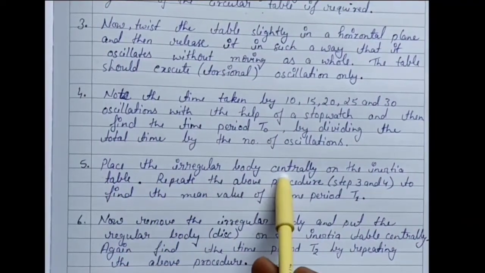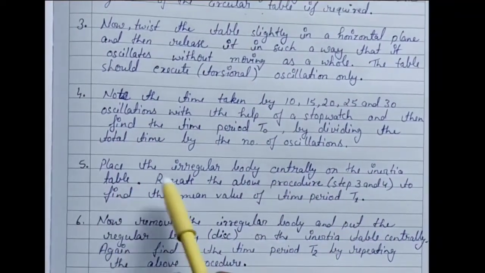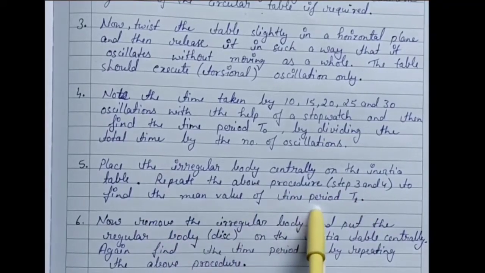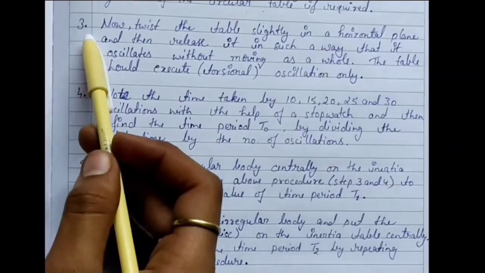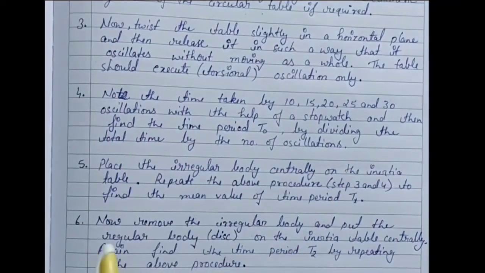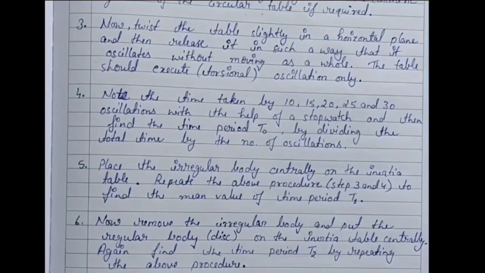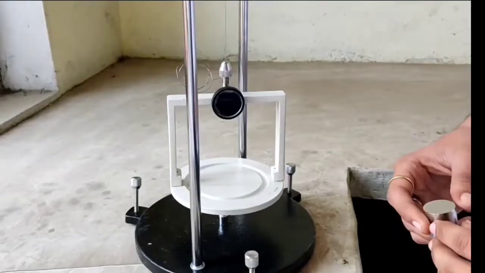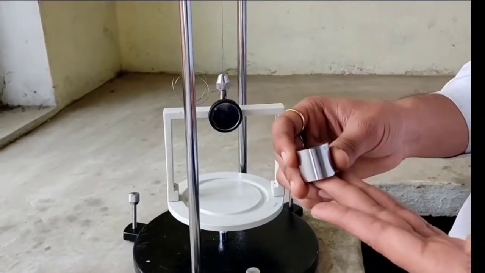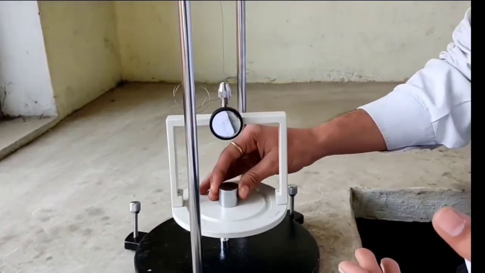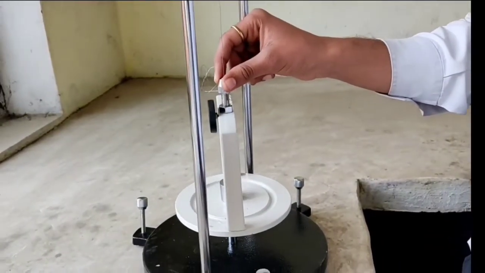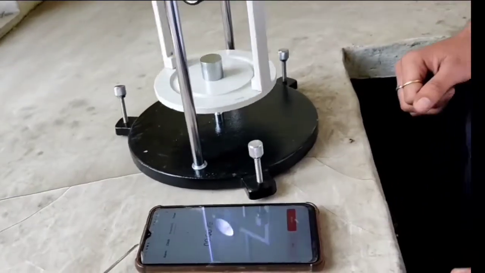So now place the irregular body centrally on the inertia table and repeat the above procedure from step 3 and step 4 to find out the mean value of time period T1. जैसा कि हमने procedure 3 and procedure 4 में किया है, we just have to repeat that process once again. So let's do it. So here now we have just taken an irregular body which is cylindrical in shape. तो हमें irregular body को एकदम सेंटर में रख के inertia table को ट्विस्ट करना है. फिर experiment start होगा. Here we go.